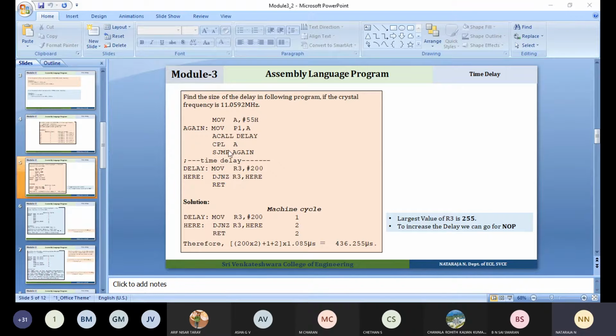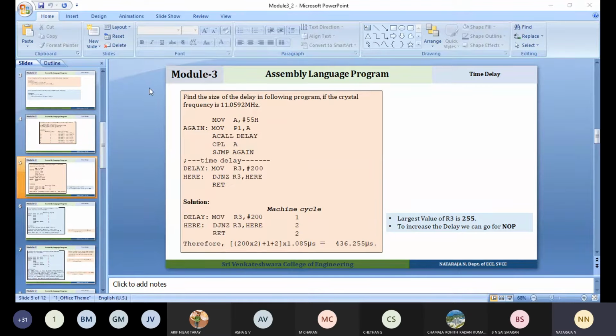But when you take one program, particularly now: find the size of a delay in the following program, if the crystal frequency is 11.0592 MHz. What is the time we are going to get? The time will be 1.085 microseconds, what we discussed in the last class. With respect to that, we need to find the delay.